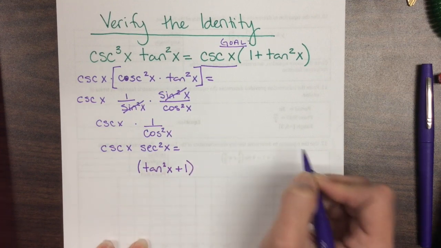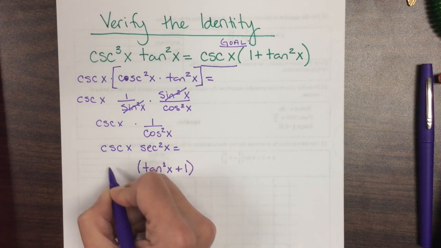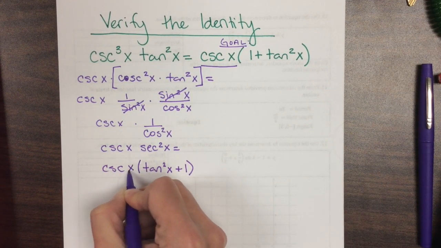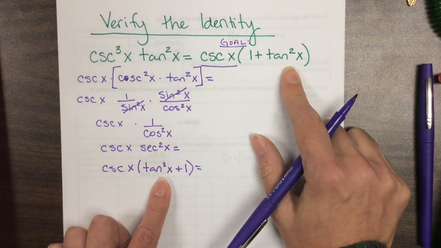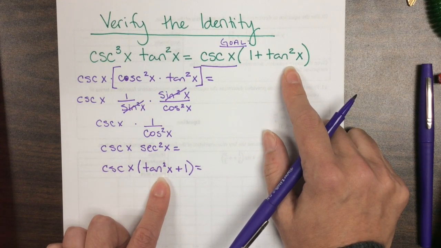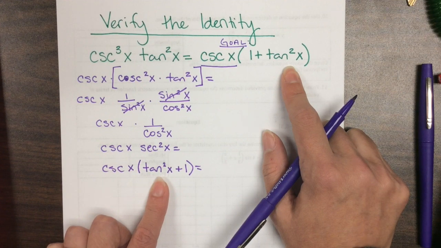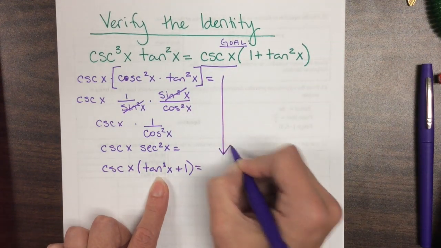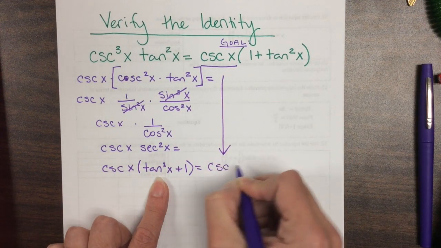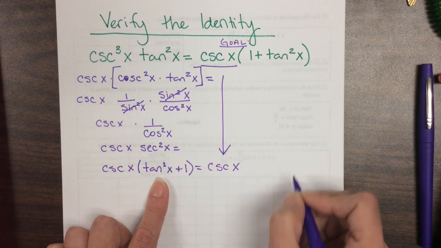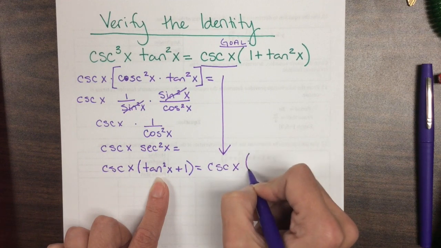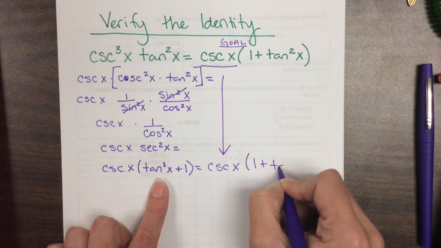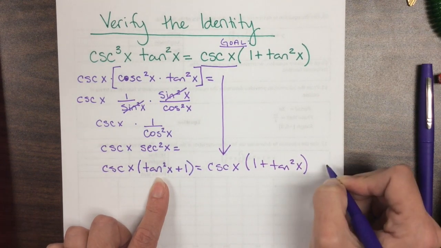That's straight off of the identity chart, and I'm going to bring this guy down, cosecant of x, and I want you to look now. These are the same thing. Now, yes, they're written in different order, but 1 plus tangent squared is the exact same thing as tangent squared plus 1. So we can bring this down and say, yes, we have found and proved this goal side and proved this identity. So 1 plus tangent squared of x, and we can say, yay, we did it.